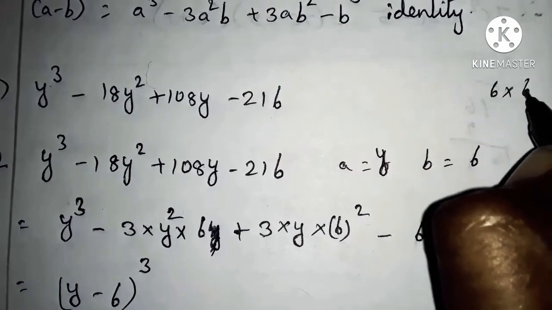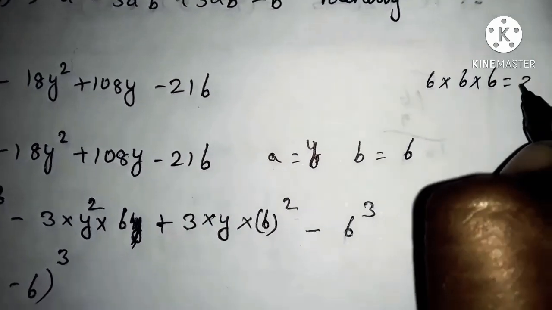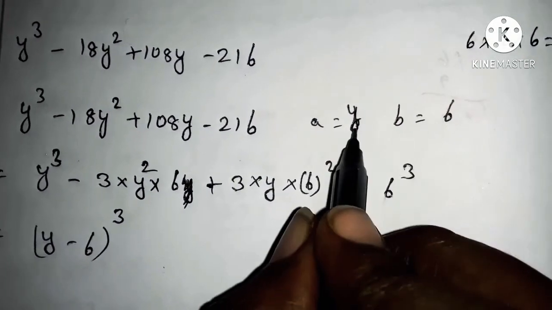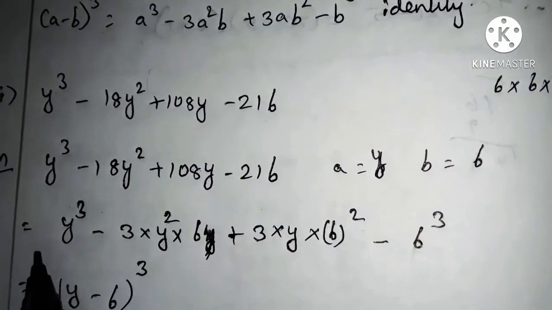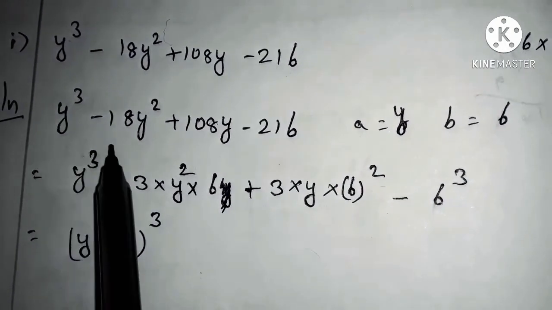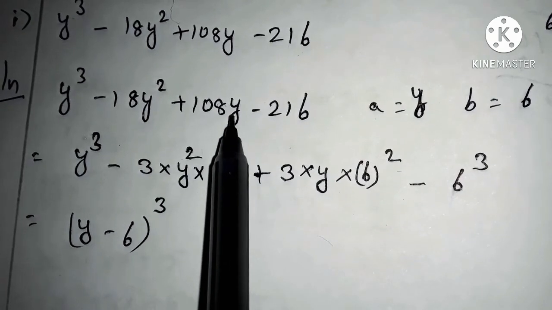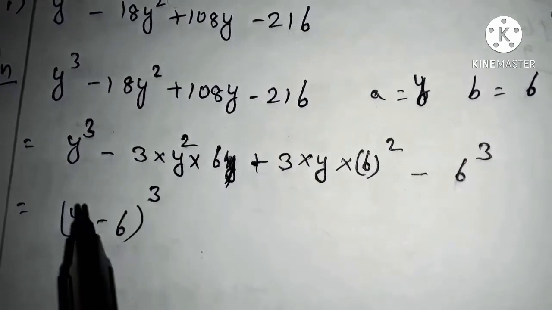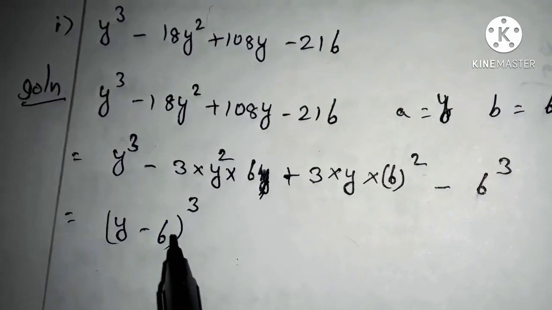Since 6 into 6 into 6 equal to 216. Using these values, substitute in this identity, we will get y cube minus 18y square plus 108y minus 216 is equal to y minus 6 the whole cube.